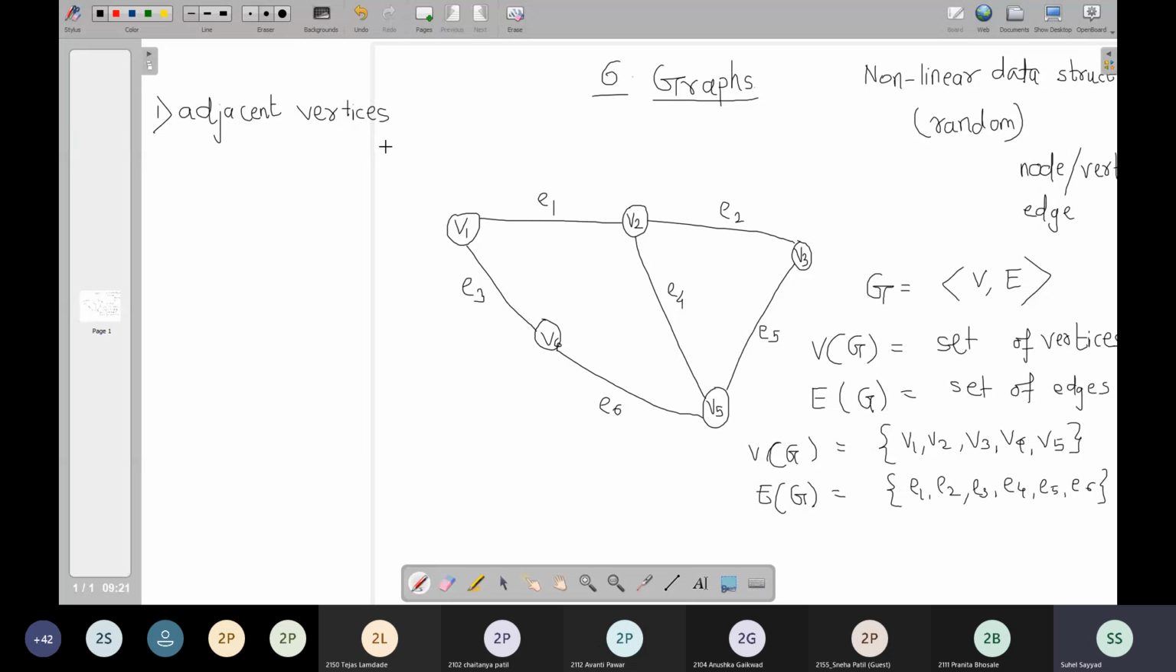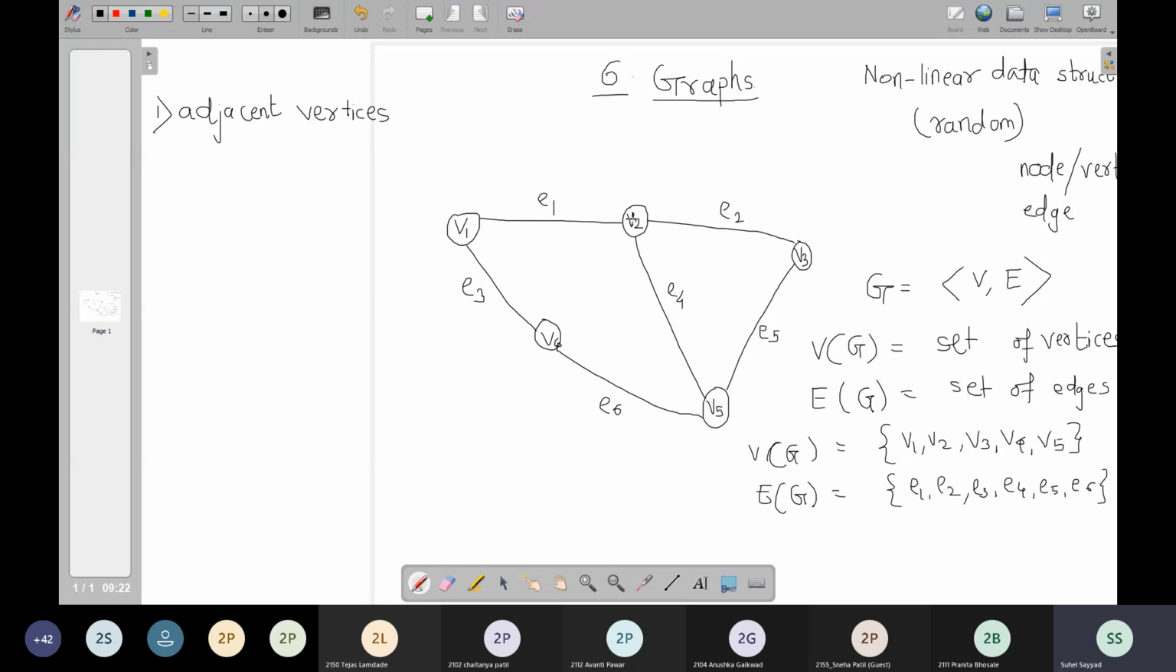The first definition that we'll discuss is adjacent vertices. What are adjacent vertices? Two vertices are said to be adjacent to each other if there is an edge associated between these two vertices. For example, in this particular diagram, V1 and V2 are adjacent vertices to each other, because there is an edge associated between these two vertices.